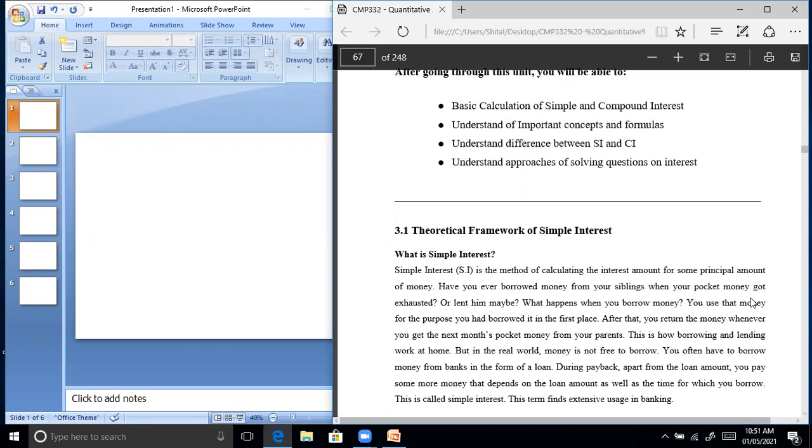But in the real world, money is not free to borrow. So you often have to borrow money from your banks in the form of loan. During payback, apart from the loan amount, you pay some more money that depends on the loan amount as well as the time for which you borrow. This is called simple interest.